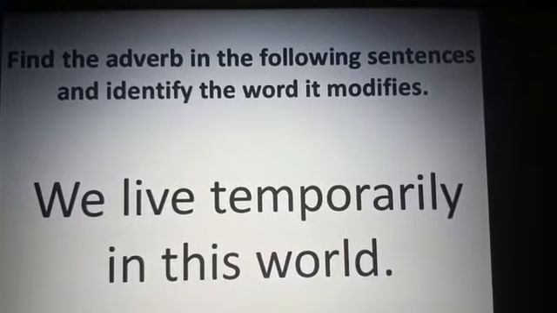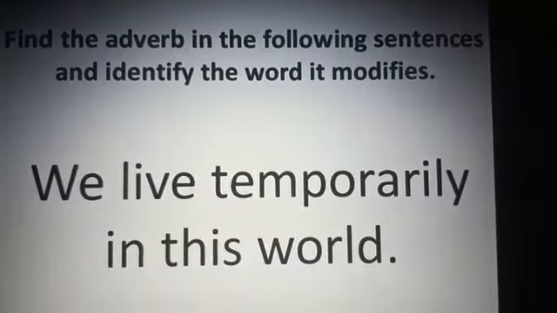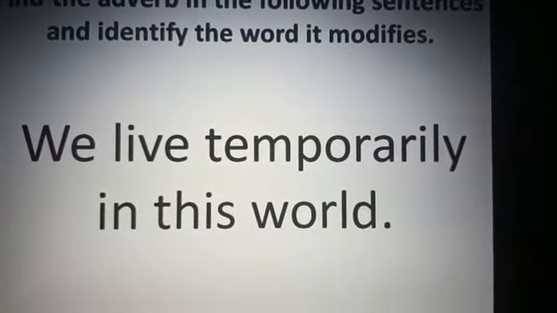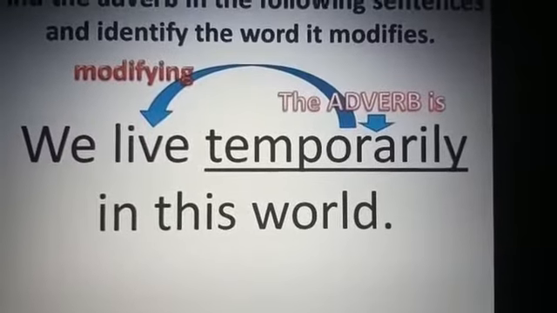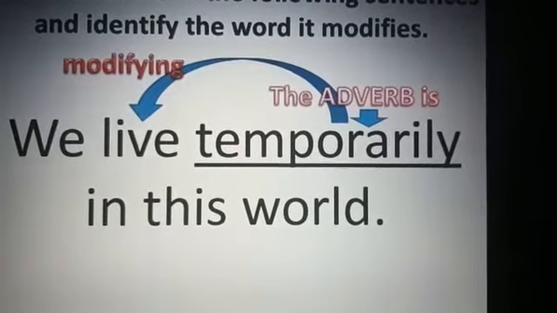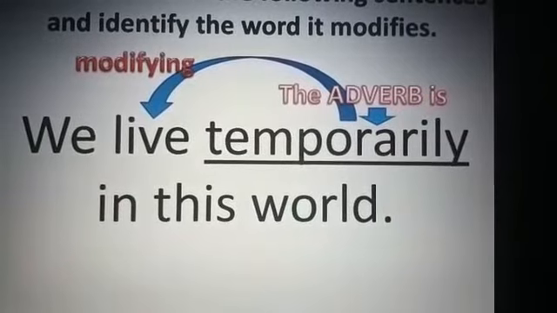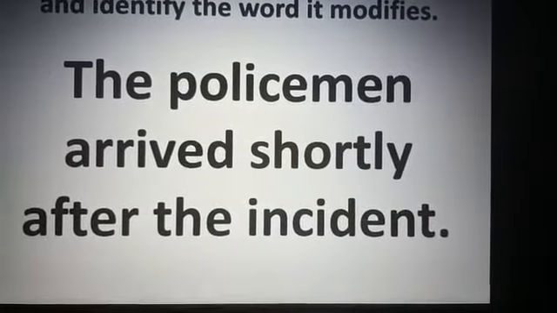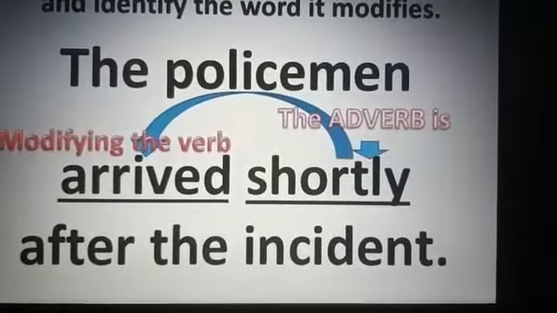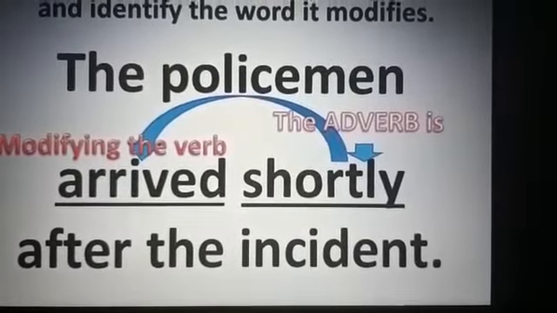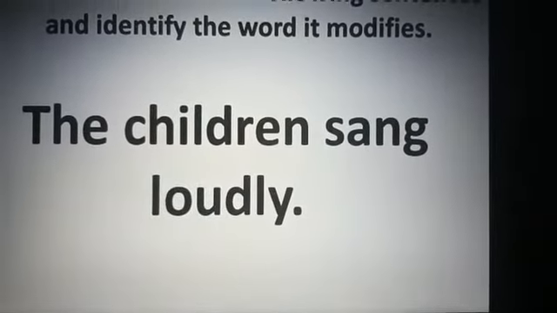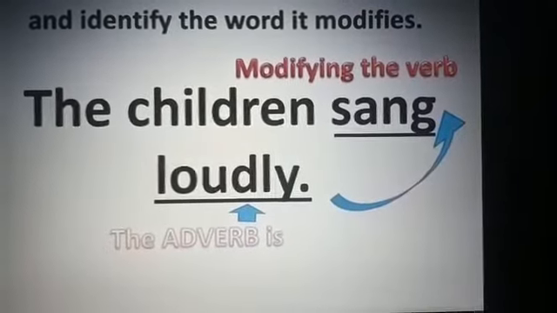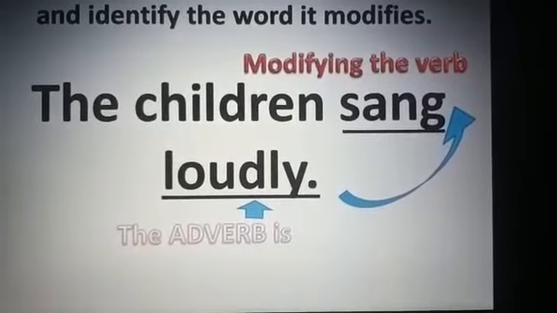Find the adverb in the following sentences and identify the word it modifies. We live temporarily in this world. So, the adverb here is temporarily and it modifies the verb live. The policeman arrived shortly after the incident. Yes, shortly here is the adverb. It describes the verb arrived. The children sang loudly. Yes, great one. Loudly here is the adverb and it describes the verb sang.